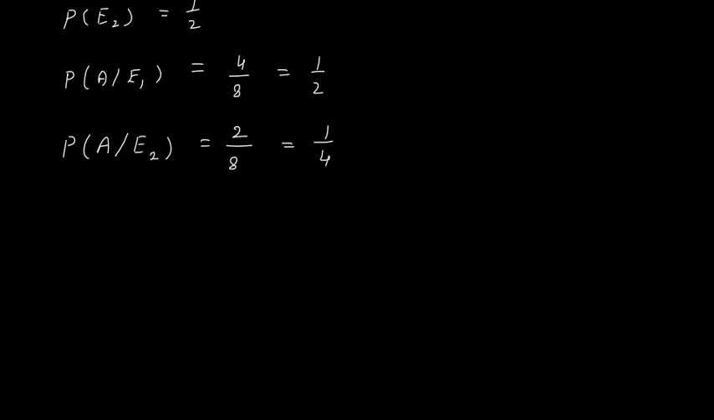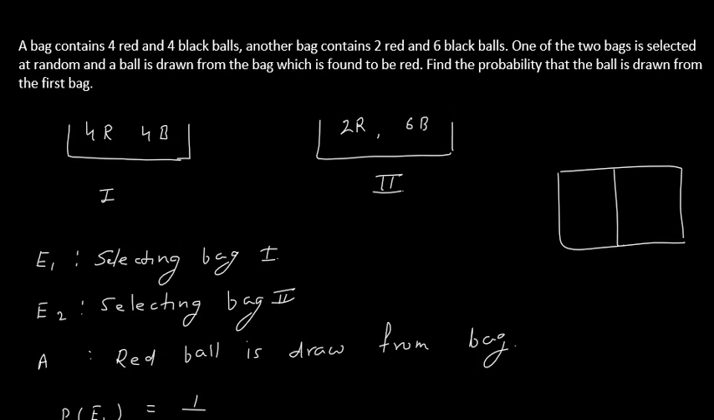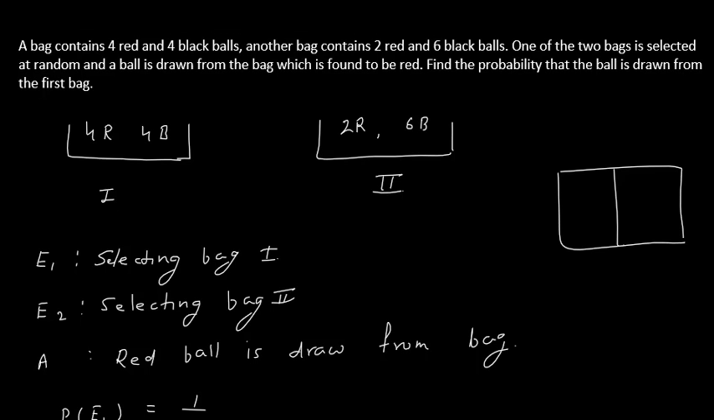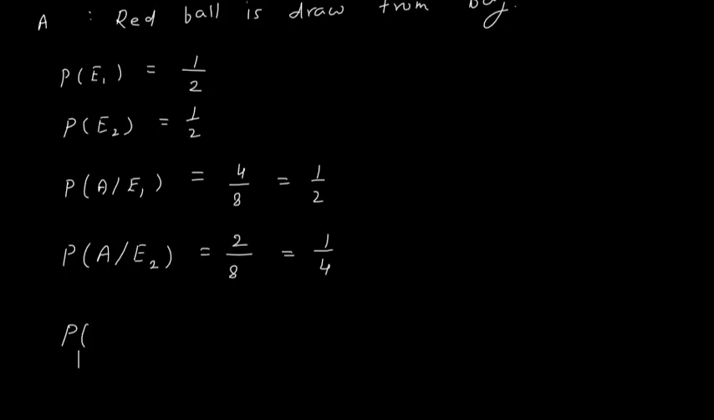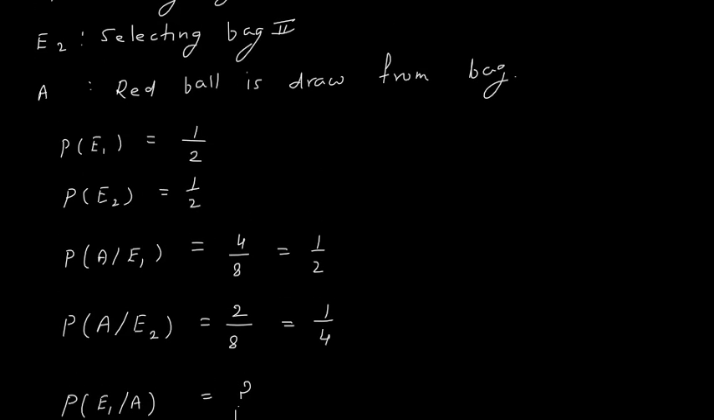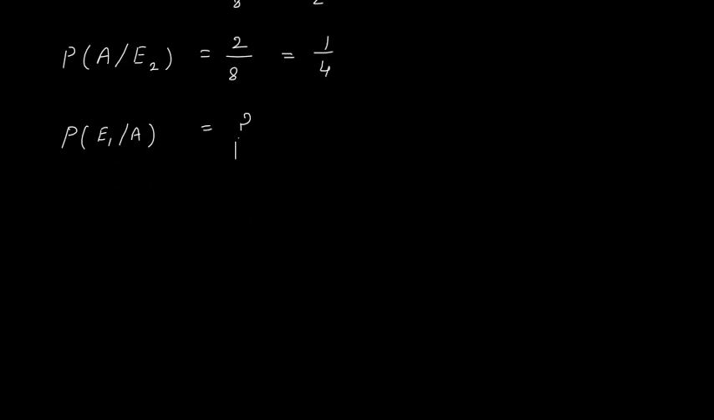Now we have to find the probability of selecting the first bag when we know that it is a red ball. Find the probability that the ball is drawn from the first bag. We have to find probability of E1 when it is known that the ball drawn is red. So now this is a perfect case of Bayes theorem. So I will say, by using Bayes theorem.